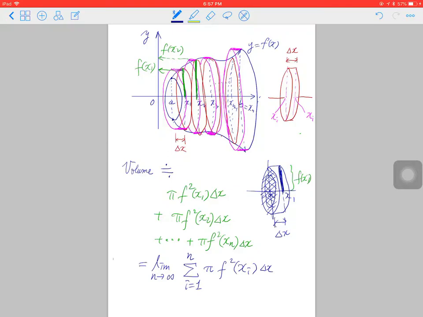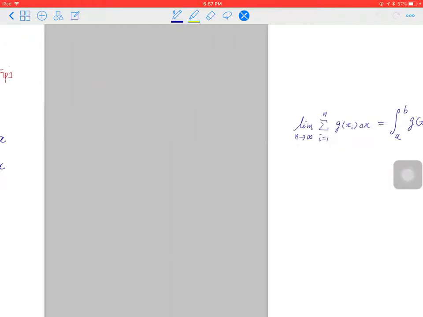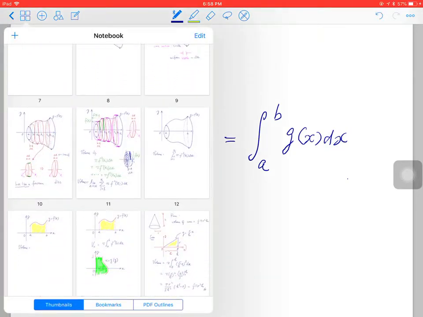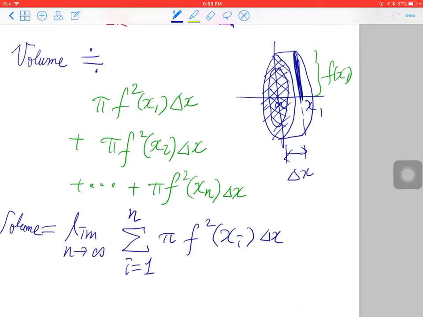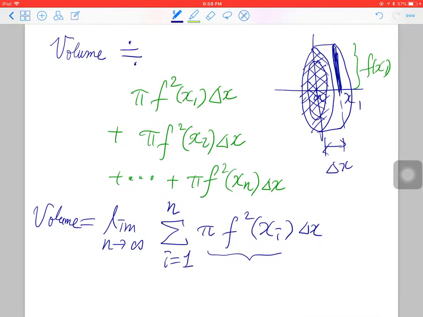Then it tends to a limit, and that limit should be the volume of the object. But how do we calculate this limit? We have the relation like this: we can calculate the limit by using integration. Now you see the limit form. This one is g(x) multiplied by delta x. So you see this one is also a function multiplied by delta x, summed, and then we take the limit. So we can calculate this one by using integration.